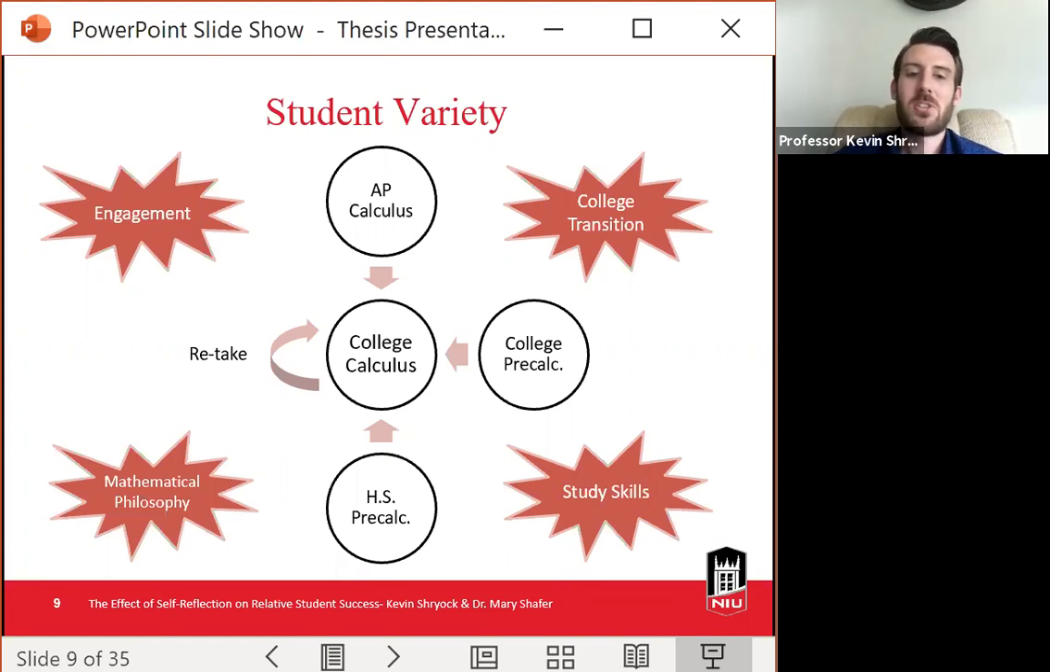Therefore, if any ambitious teaching practice, specifically the self-reflection framework that I wanted to look at, is going to be successful, it has to allow for students with vastly different abilities to easily relate to each other, the teacher, and the material.